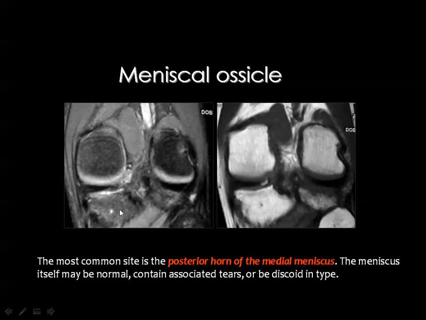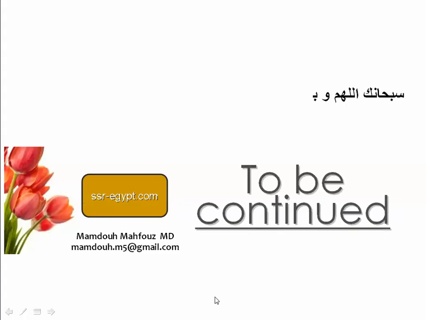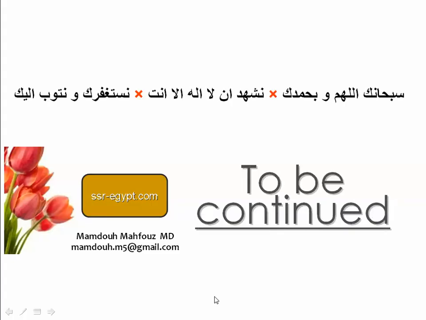But in the gradient or STIR images, the fat will be suppressed, then the ossicle will be black, similar to the rest of the meniscus. So you should know that for the diagnosis of meniscal ossicle, the T1 weighted images are good. And this is the end of the first part of the first talk.